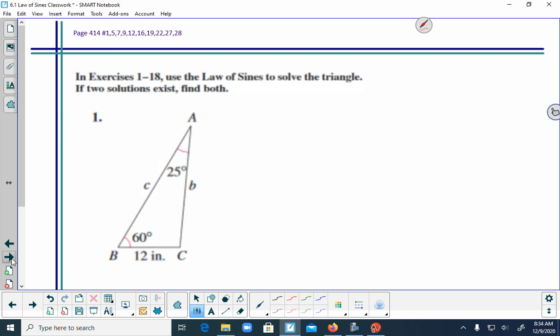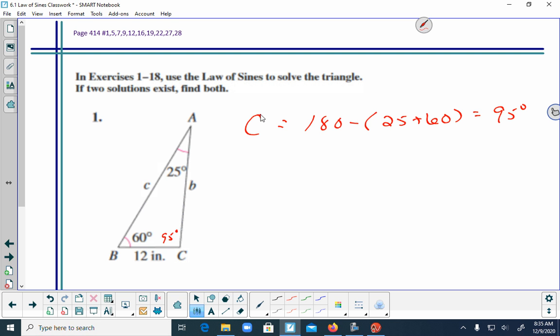So to do that, I know that three angles of a triangle have to add up to 180. So to find angle C, I'm going to say that's going to be 180 degrees minus the sum of 25 plus 60. And when I do that, I end up with 95 degrees. So that is going to be angle C. And I might want to write that in there. So there's 95 degrees.